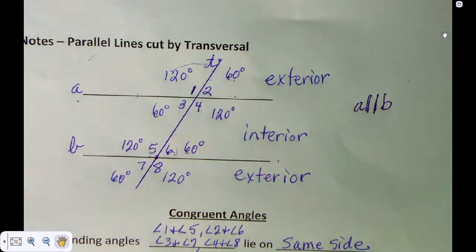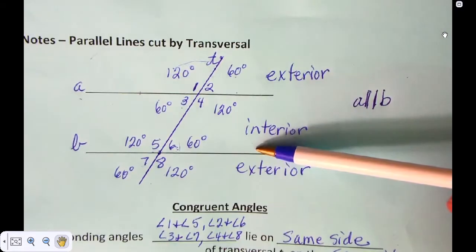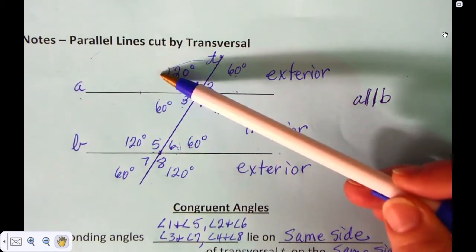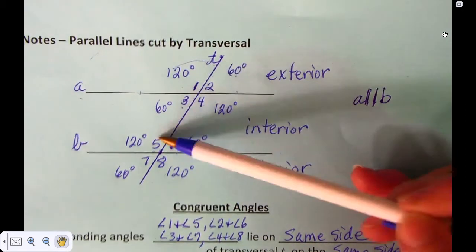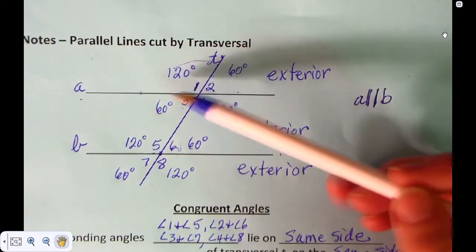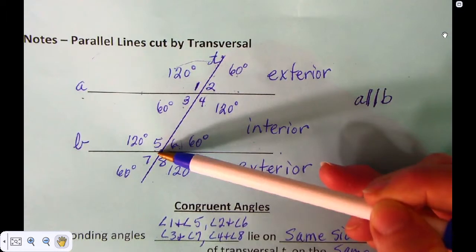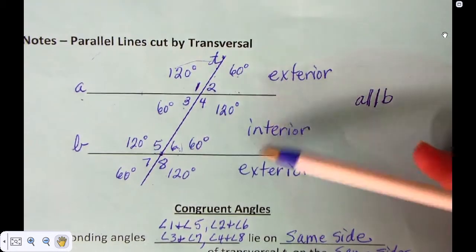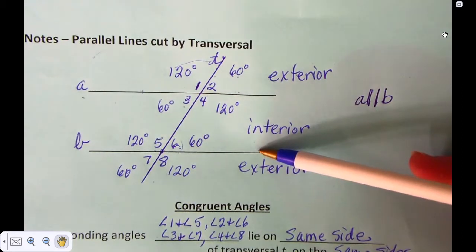Since these are parallel, then these corresponding angles are congruent. They're the same measure. Since these are parallel, 1 and 5 are congruent. They're corresponding and they're congruent because these are parallel. If they're not parallel, they're not going to be congruent. And we'll talk about that in a minute.